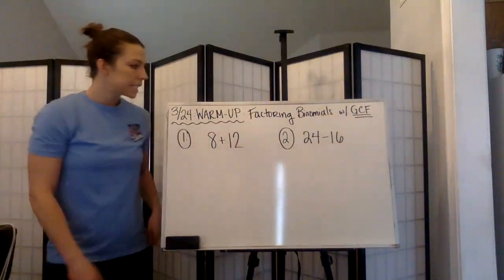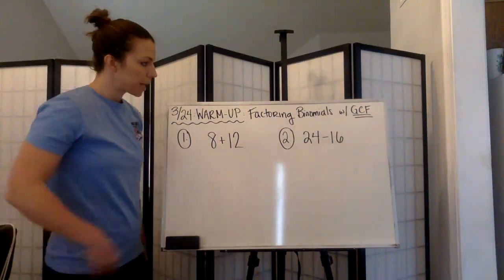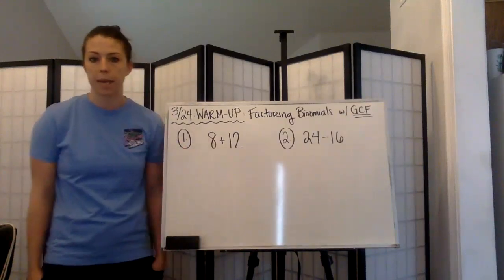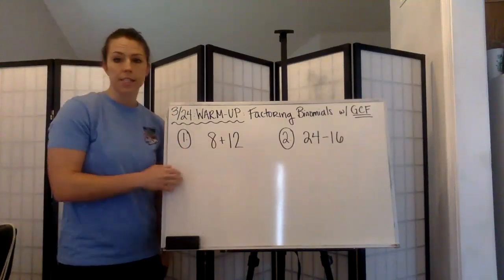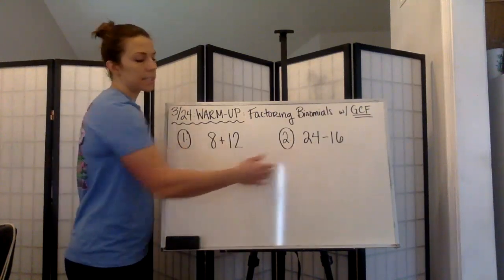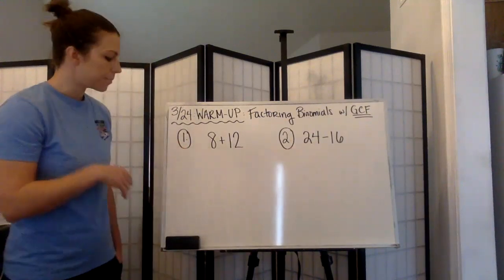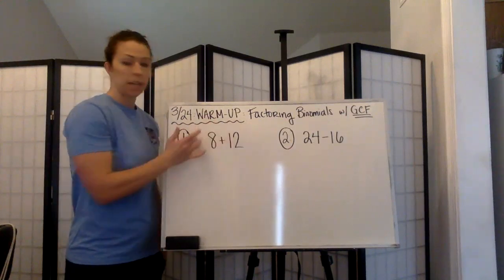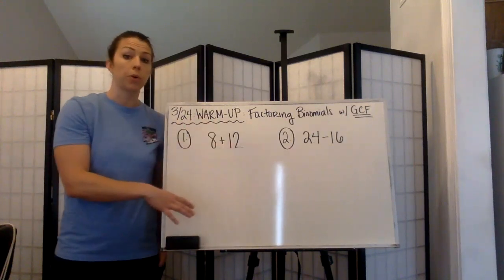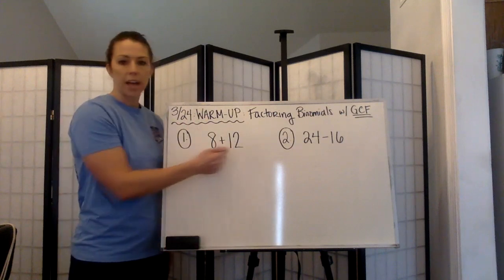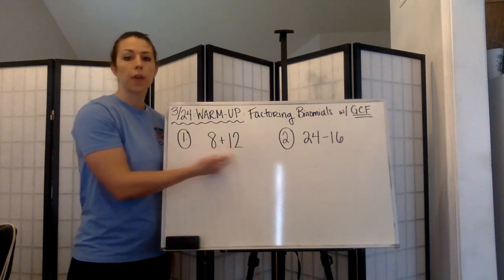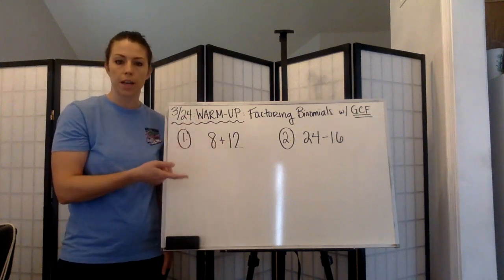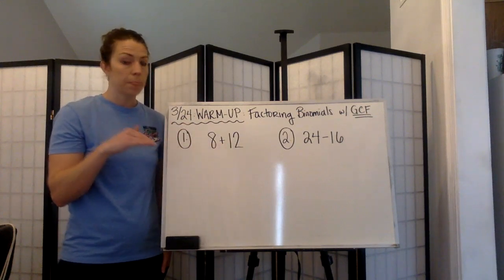So your warm-up for today, you're going to write down this sum, 8 plus 12, and this difference, 24 minus 16. Now notice I classified this as a sum, this as a difference. We know that from CC3. What I would like you to do is take this sum and turn it into a product without actually simplifying. So we know 8 plus 12 is 20. Can you write this as an equivalent product without simplifying?